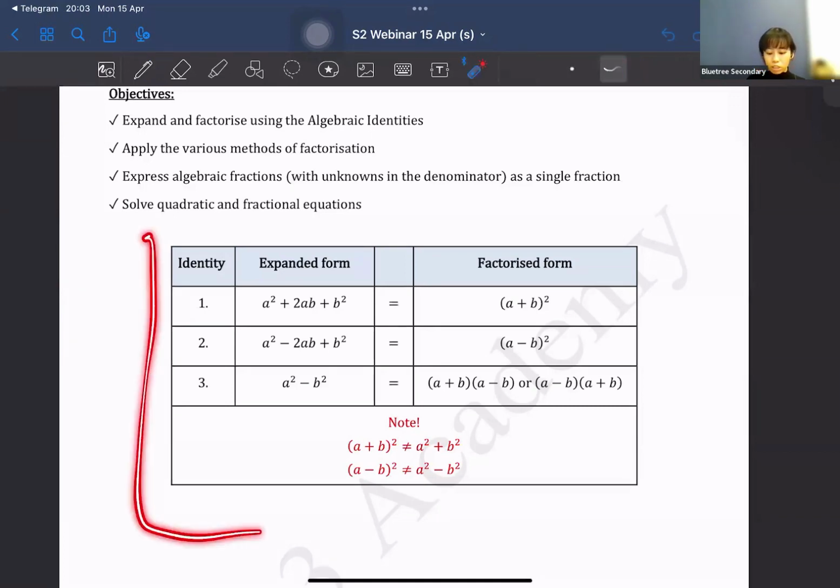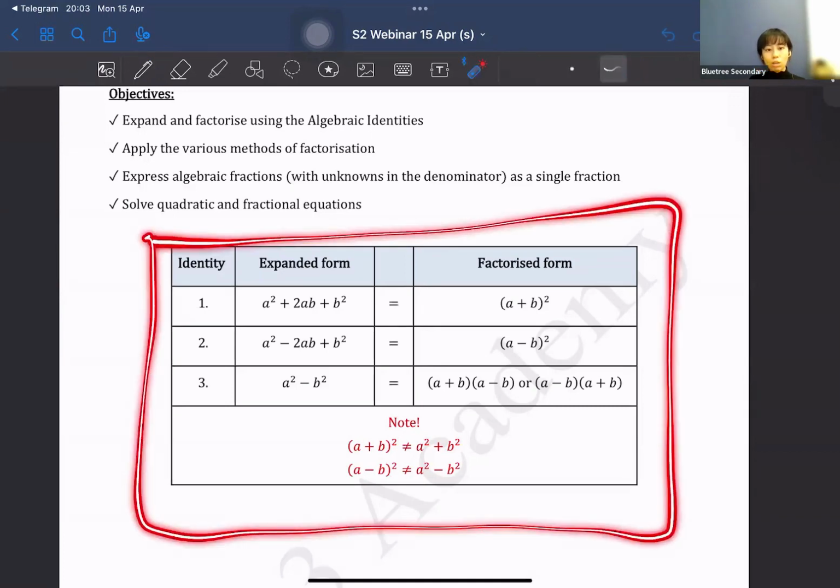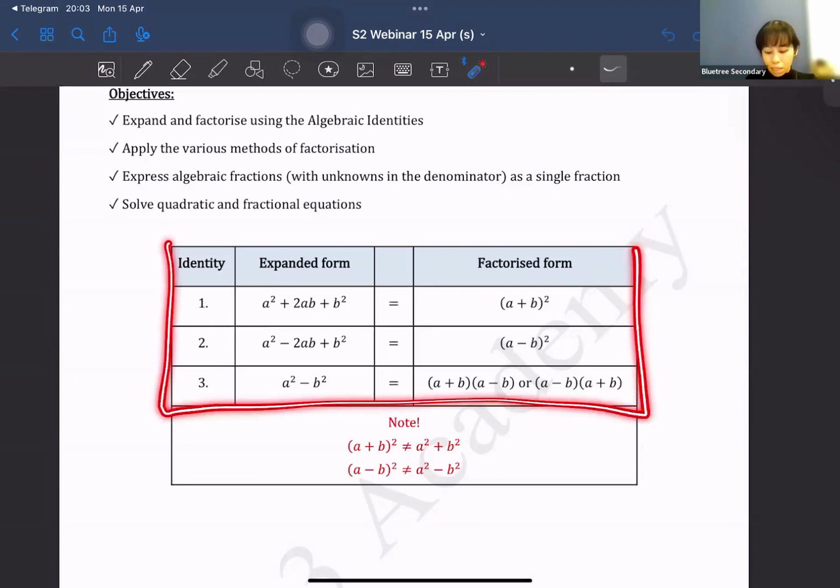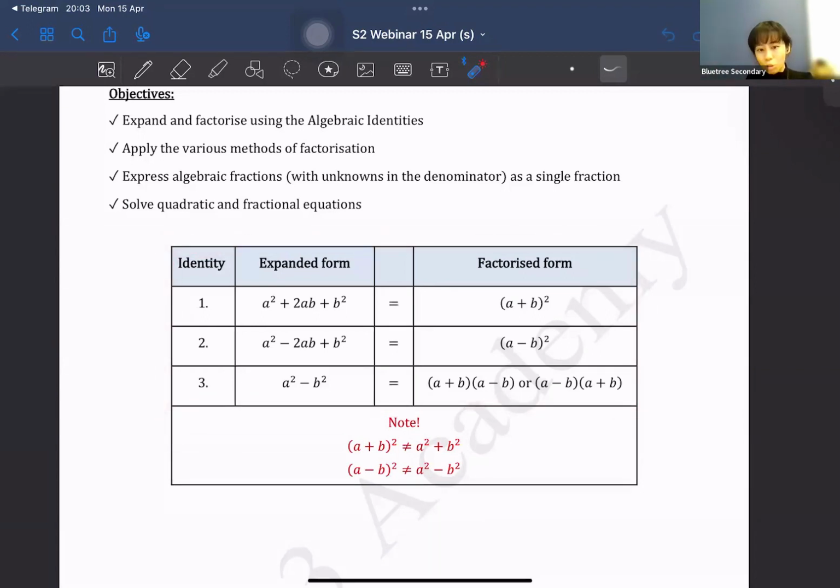And the last objective of the webinar is to solve for quadratic and fractional equations. So this part over here is super important. These are essentially your algebraic identities that you have to know. So what I always recommend students to do as soon as they go into their exam or their WA is to write out all the 3 identities on their paper first before they start doing the paper. Because if in the event your brain blanks and suddenly you forget, then you will start panicking. And if you panic, then you will ultimately not perform as well as you expect. Okay, so these 3 identities, write them out as soon as the teacher says you can start your paper.